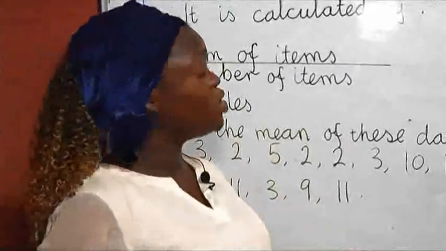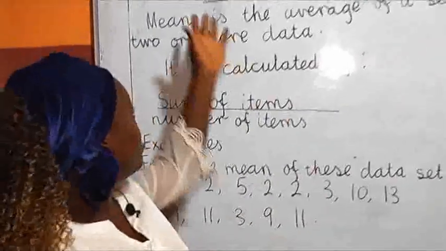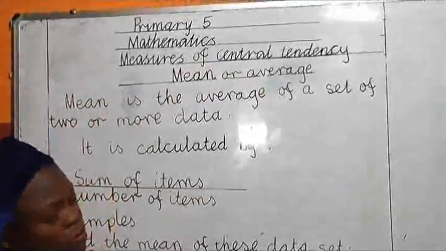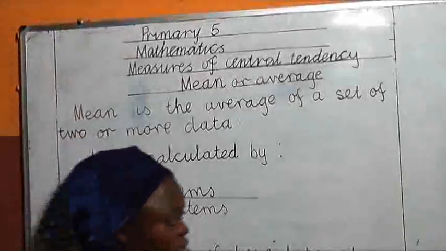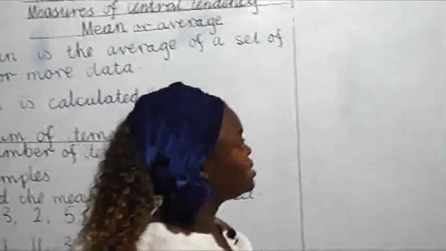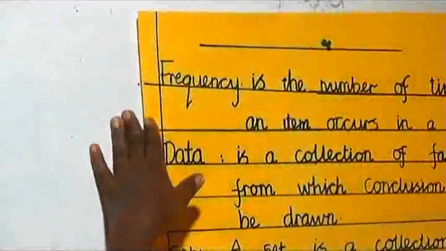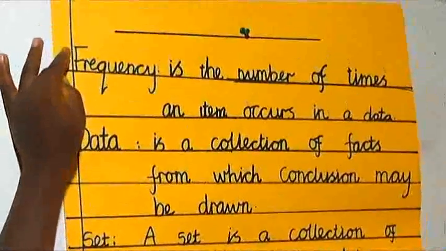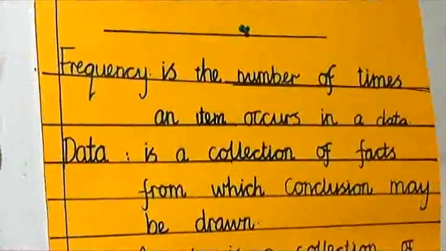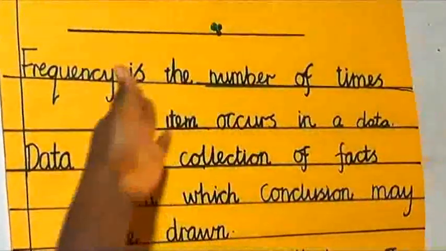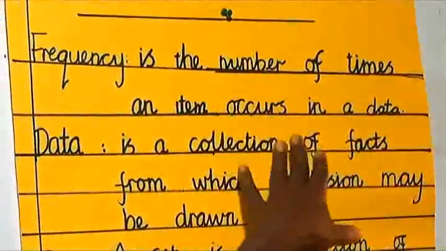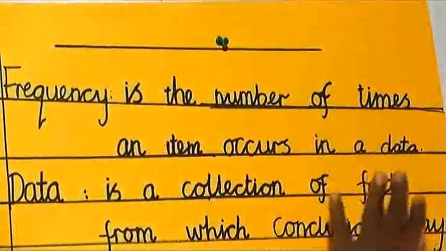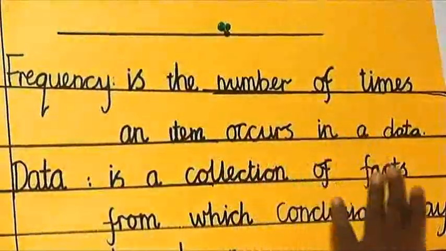To start with, the topic we have before us today is measures of central tendency. But before we go to what we actually have for today, in our previous class we learned the meaning of these words. These words at your fingertips. The first one is frequency. Frequency means the number of times an item occurs in a data.